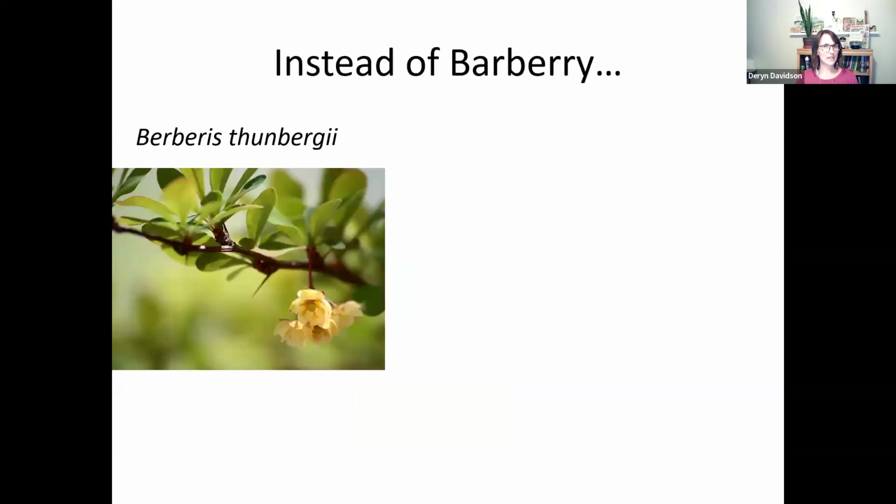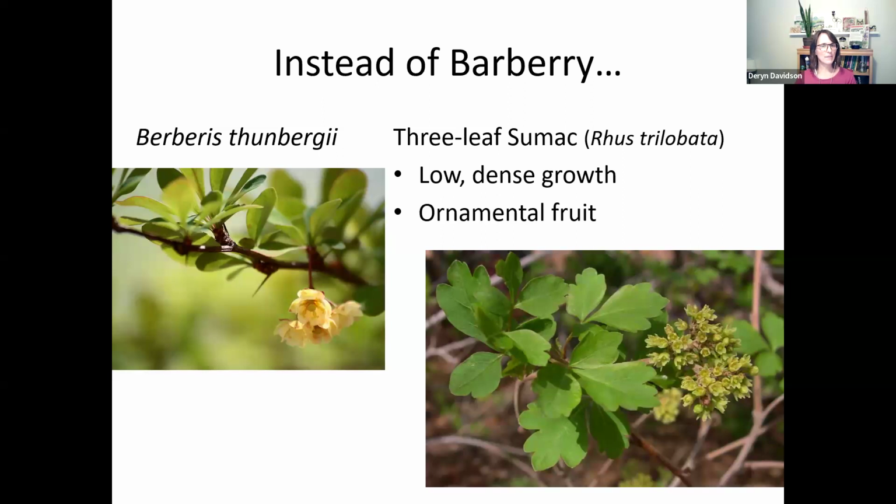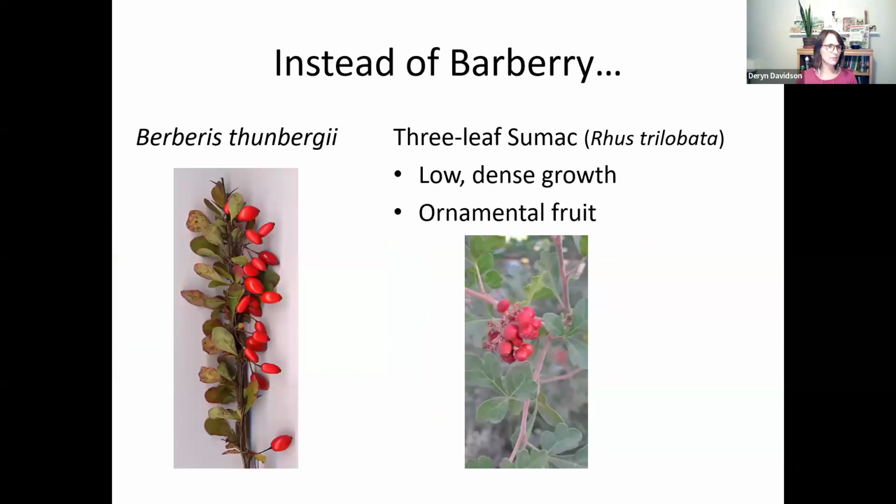Instead of barberry, we've got three-leaf sumac, Rhus trilobata. So these have low, dense growth. They have nice leaf arrangement, kind of pretty inconspicuous flowers. That sort of lime green color on the right is the flower cluster. But they also have an ornamental fruit. So you can see on the left is the barberry fruit, and on the right is the sumac berry.